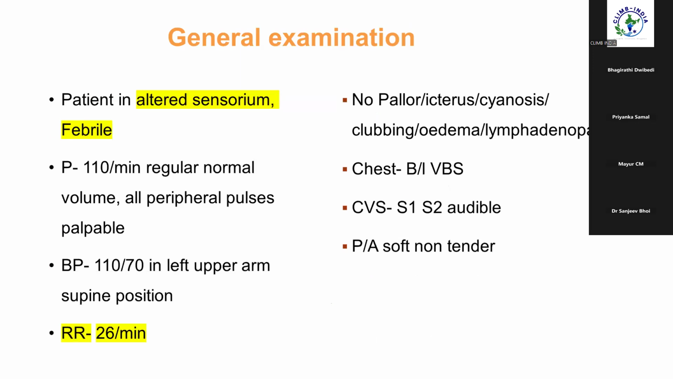On examination, the patient was in altered sensorium and he had fever. Other vitals were normal, with the respiratory rate slightly high, and the general physical examination and other systemic examination were normal.